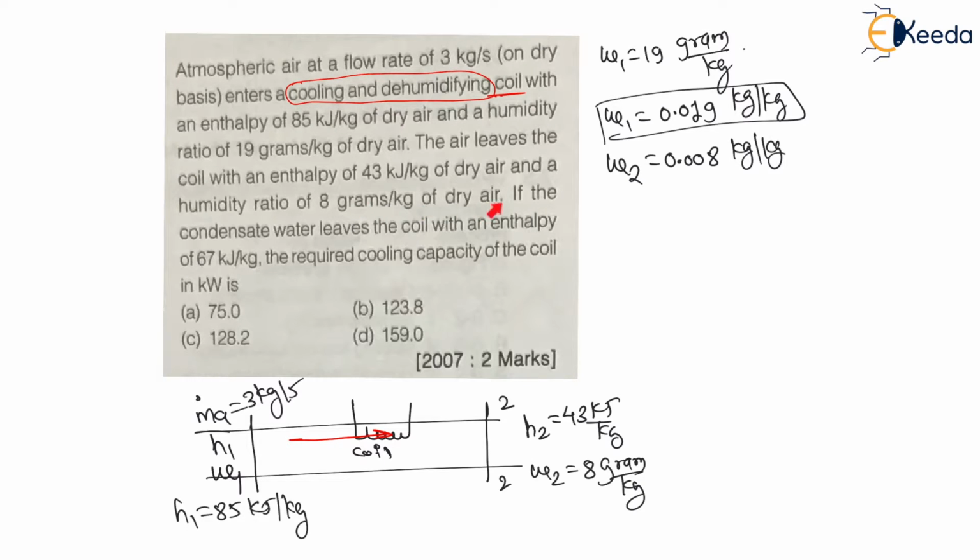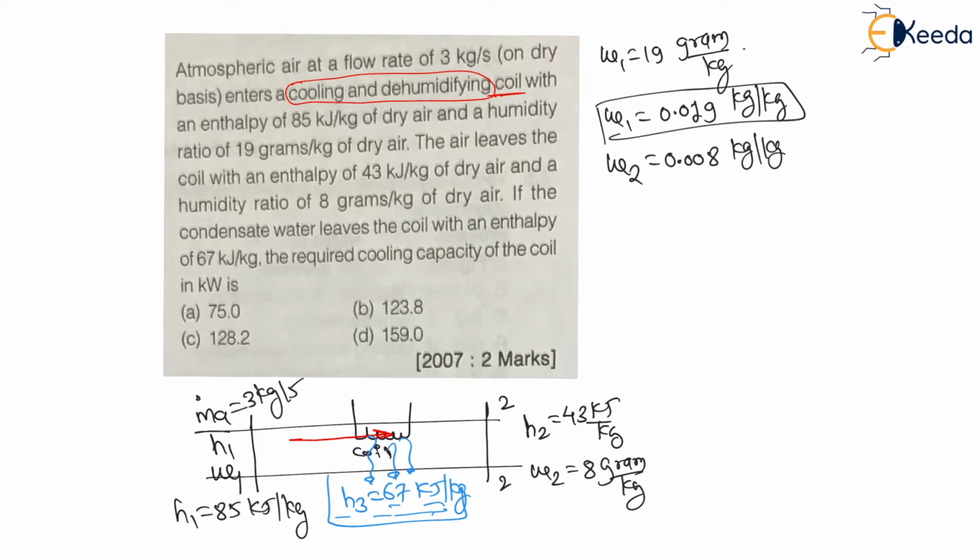If the condensate water leaves the coil with an enthalpy of, now whenever this moist air is passing over the coil, there will be a condensation because there is cooling and dehumidification. Therefore they have mentioned that this condensate water is leaving the cooling coil with an enthalpy of 67 kilojoule per kg. Let us say this is state 3, the condensate water, with 67 kilojoule per kg.